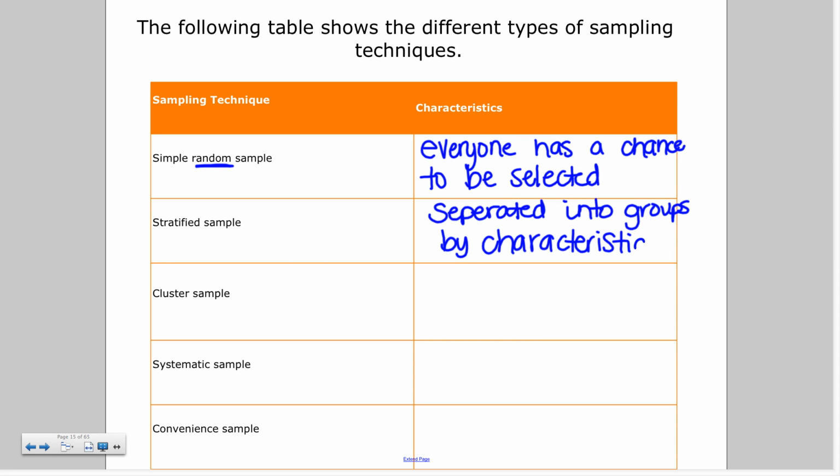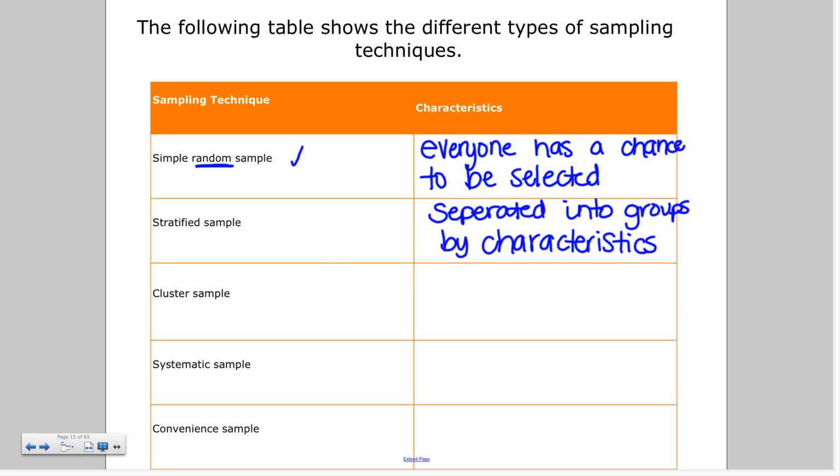So for instance, we're going to ask Franklin County High School, do we do uniforms? Well, let's say I'm going to ask math teachers to give this survey to their students. Well, everybody has a chance of being picked, or has a chance of answering this question, because everyone has math at some point in time. So that's where it would be random.